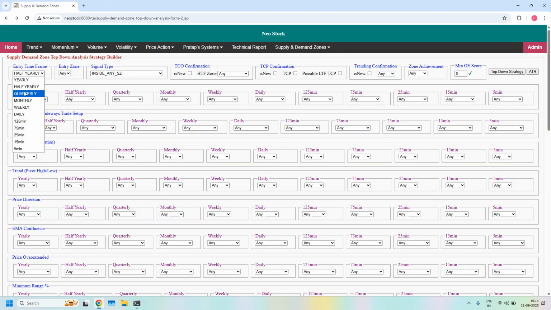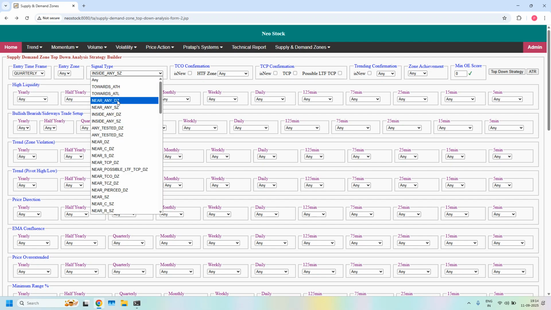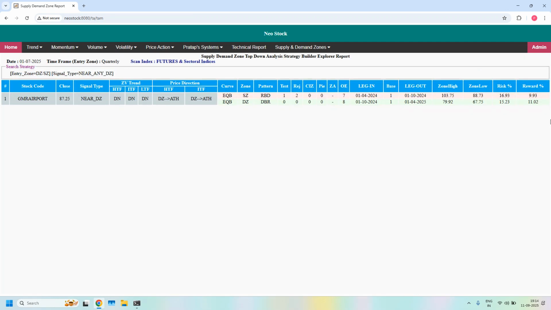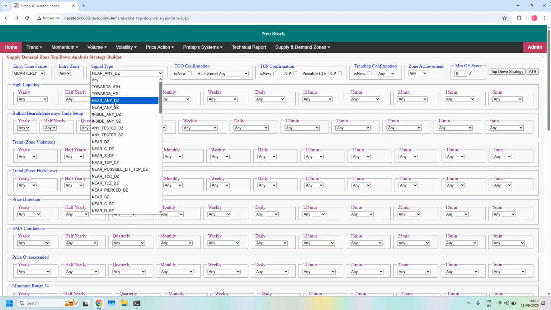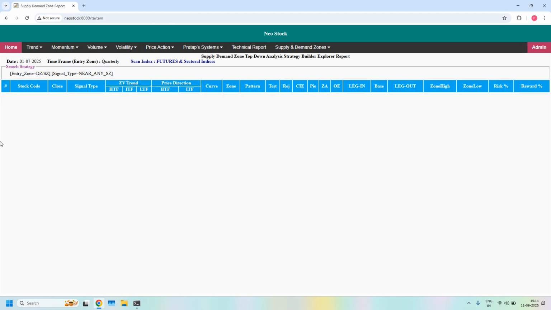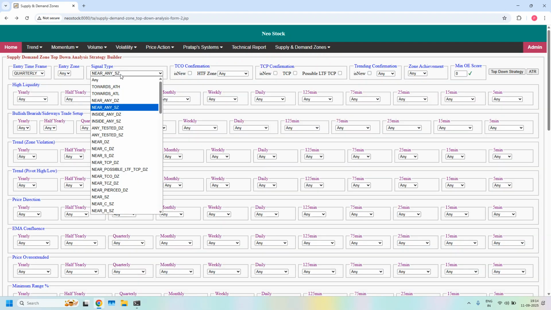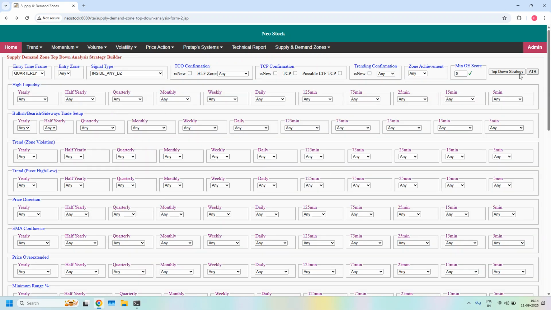Next time frame quarterly. Stocks near quarterly demand zone. We got 1 stock. Next, stocks near to the quarterly supply zone. No stocks.